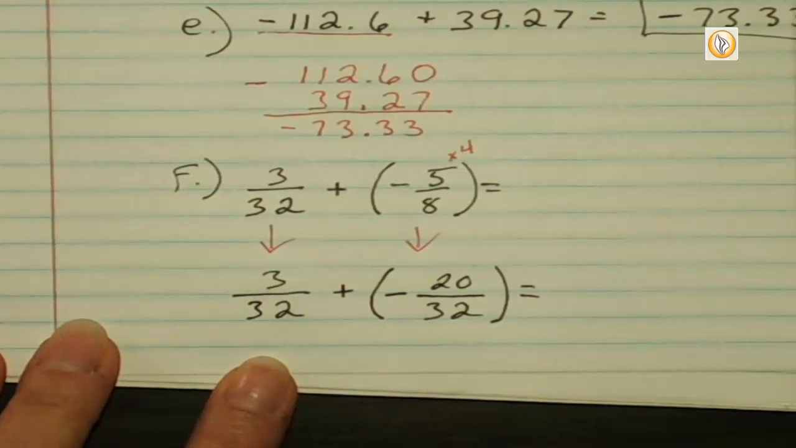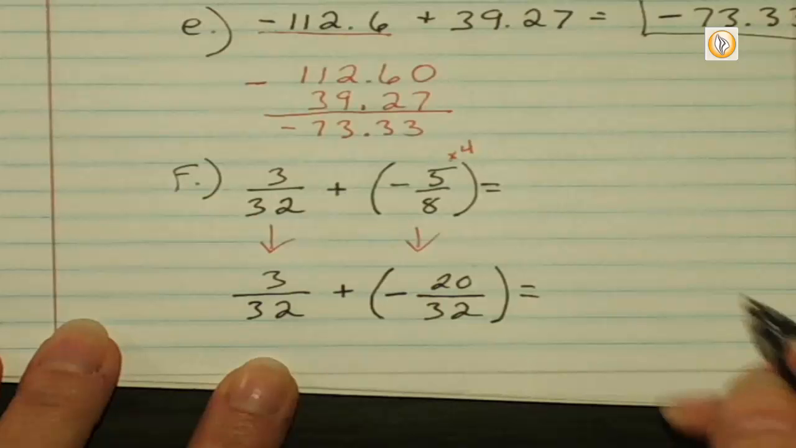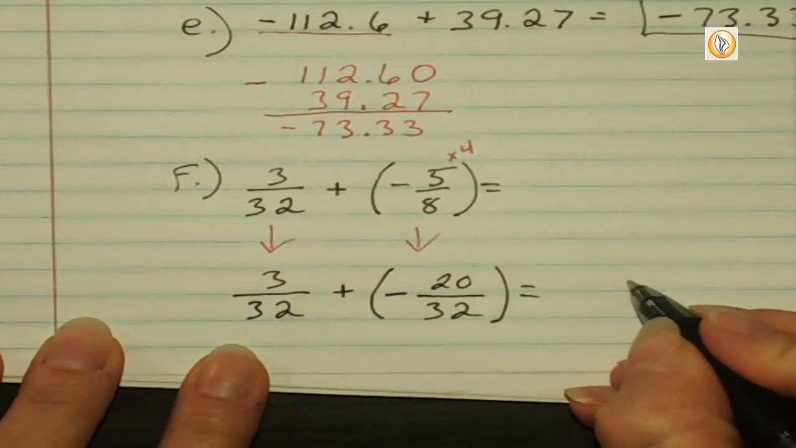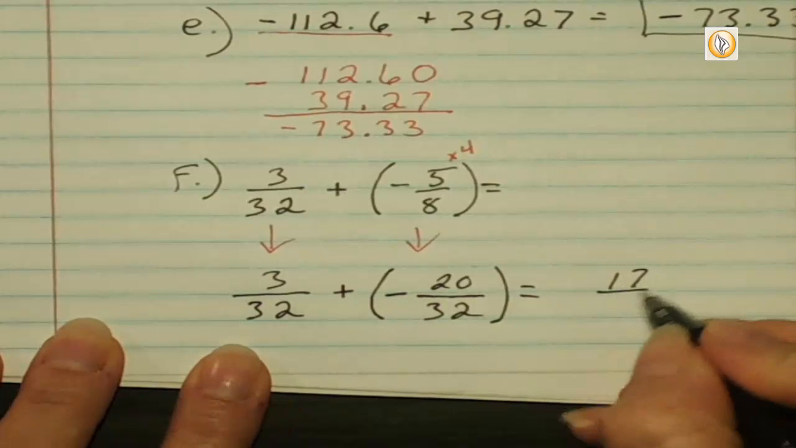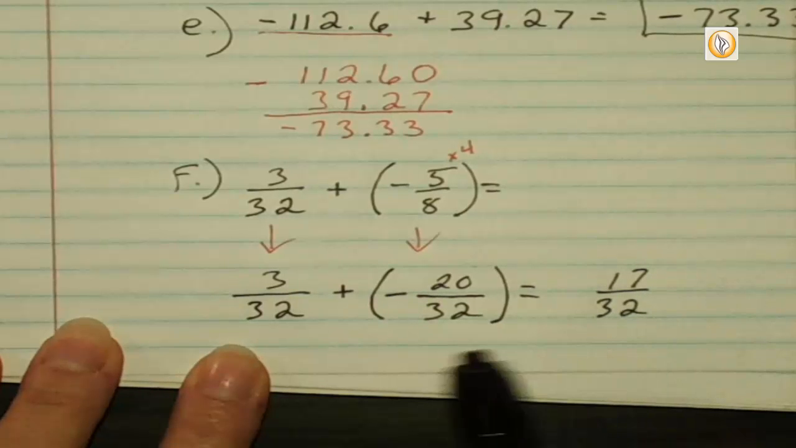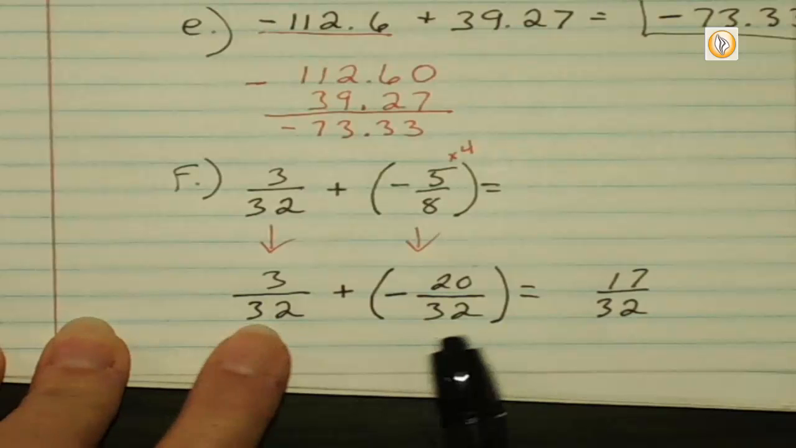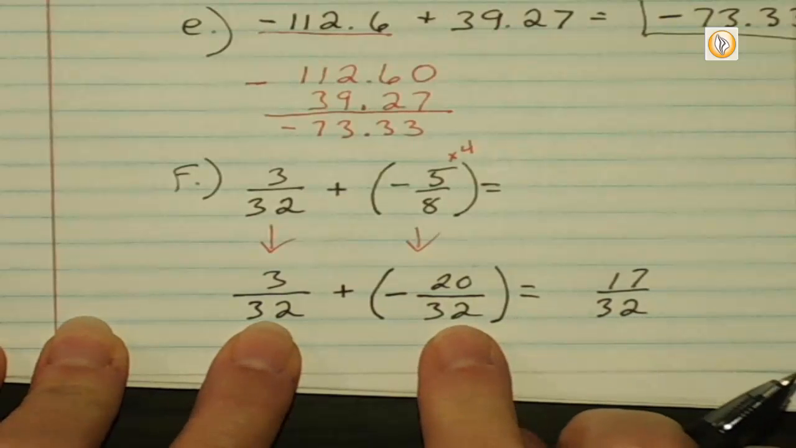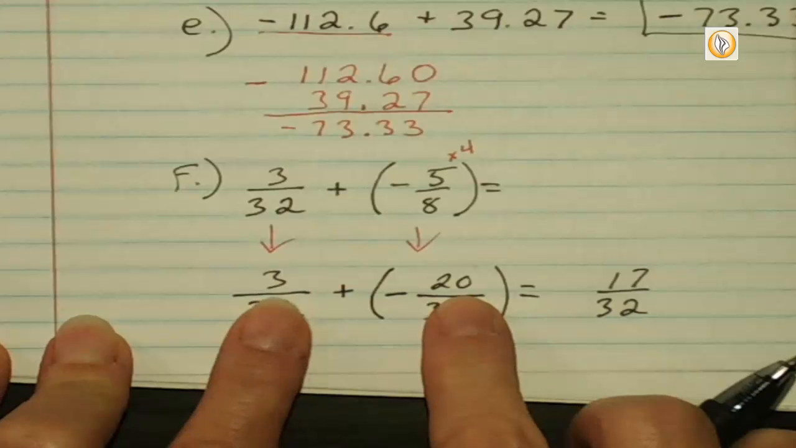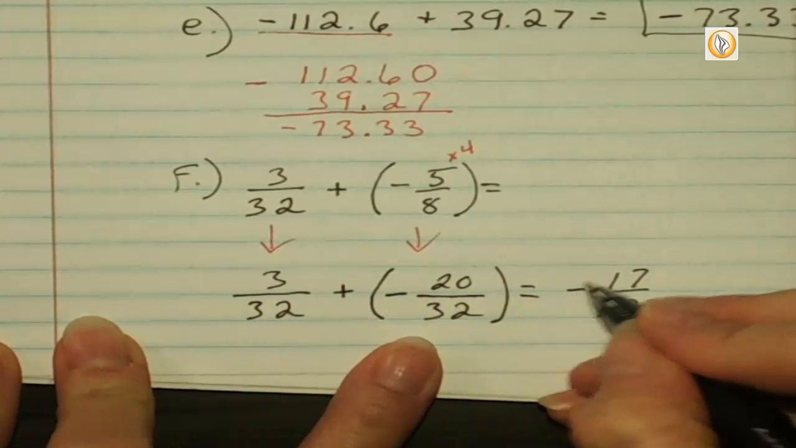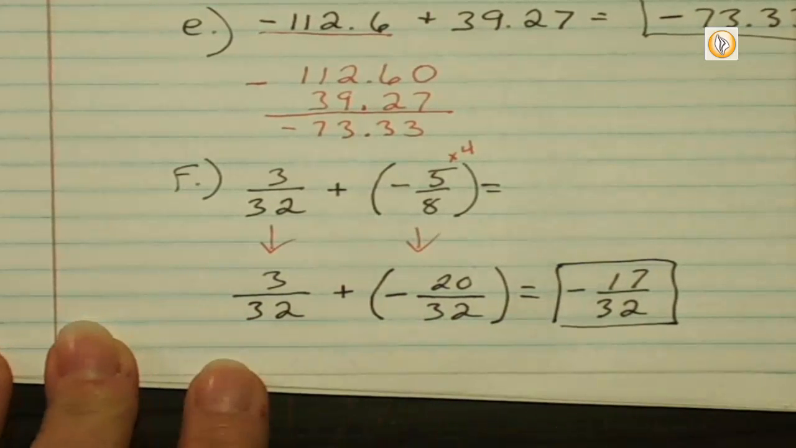Now we can subtract. 20 minus 3 is what, guys? Anyone? 17 over 32. And this is the larger number, right? Because they're both 32s, but the top number, 20, is larger than 3. It's negative, so the answer is negative 17 over 32.